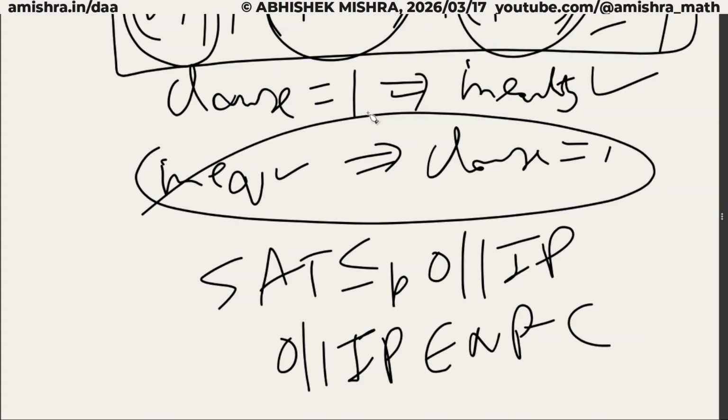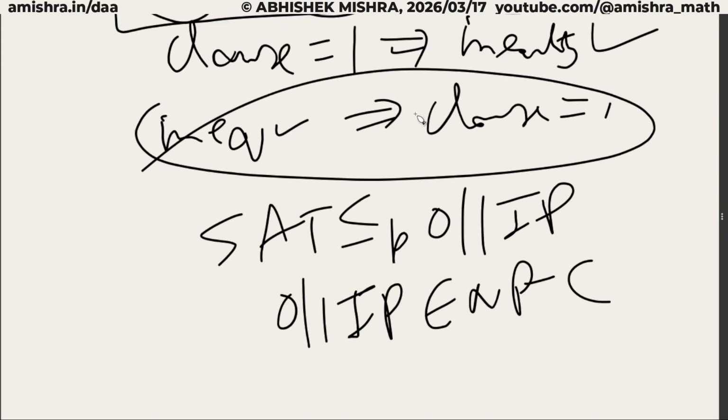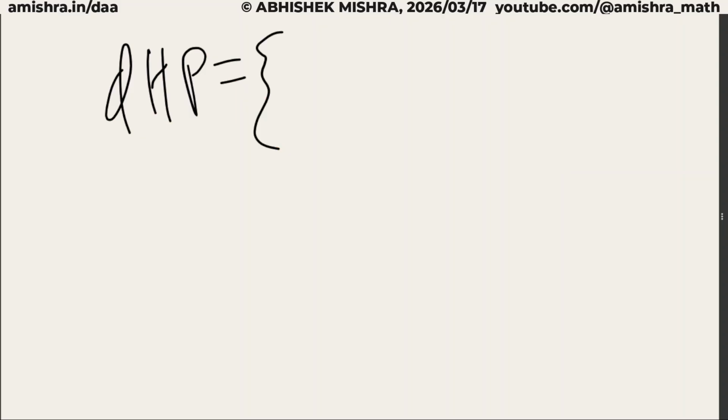Now the third language we take is directed Hamiltonian path, DHP for short. First tell me, what is a Hamiltonian path in a directed graph? A path that involves all vertices exactly once. Yes, so this is a path. You are talking only about a path, not a cycle. Only a path.